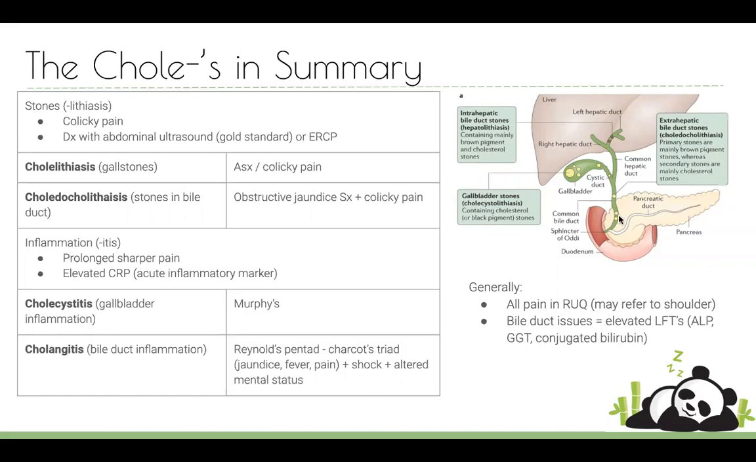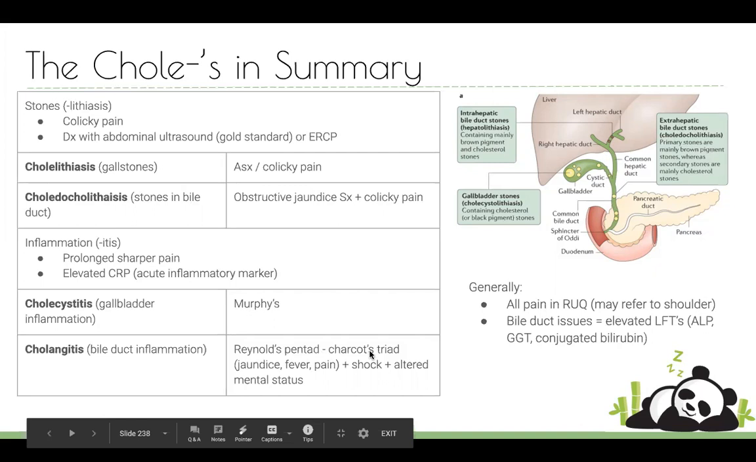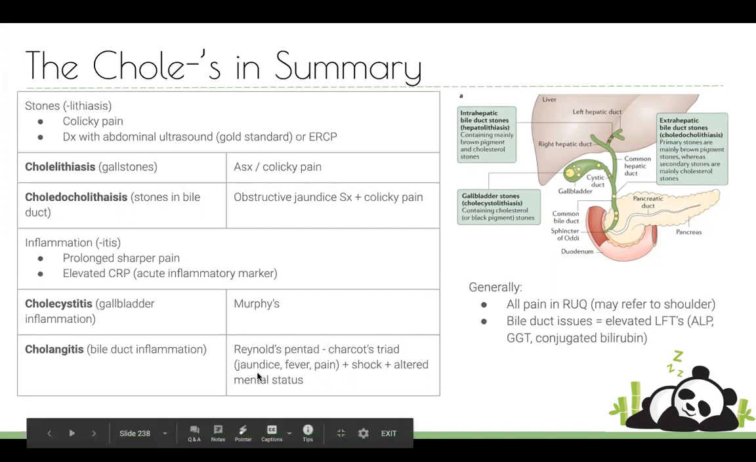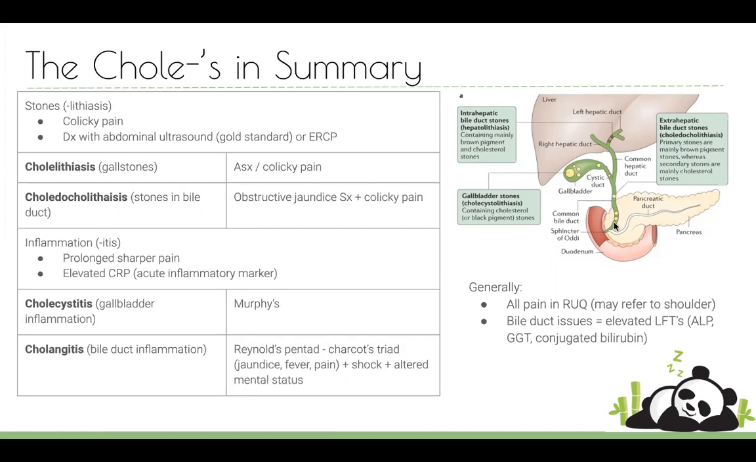Cholangitis is when the bile duct itself is inflamed. And when the bile duct is inflamed, it gives you Reynolds' pentad or Charcot's triad. Charcot's triad is jaundice, fever, and pain. And Reynolds' pentad is basically Charcot's triad plus shock and altered mental status. So this can be quite bad. In inflammation, you tend to get prolonged sharper pain as opposed to colicky pain. And you also have an elevated CRP, because CRP and ESR are 2 blood tests that tell you that something is inflamed in the body.